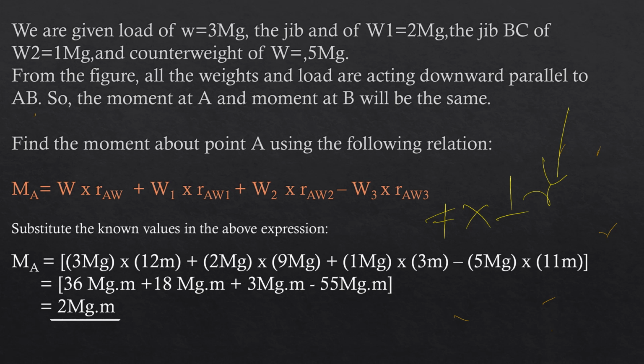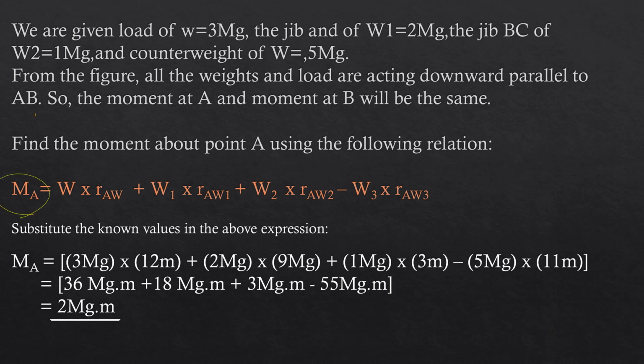All the weights acting are downwards and parallel to A and B. So technically that means for both A and B the moment will be the same. That means we have to find either the moment at A or the moment at B. So let us consider the moment at A over here.